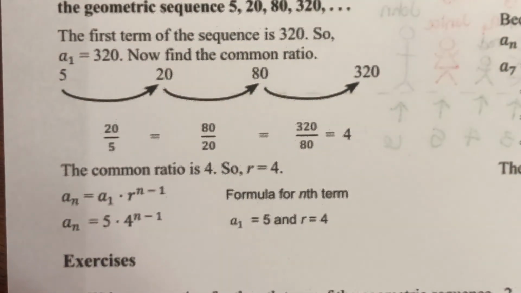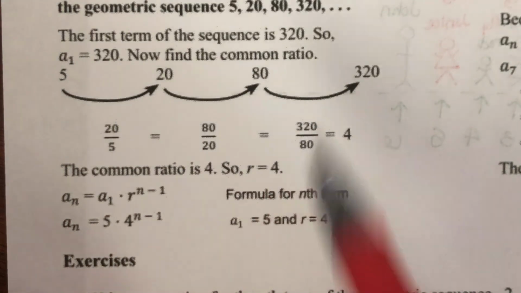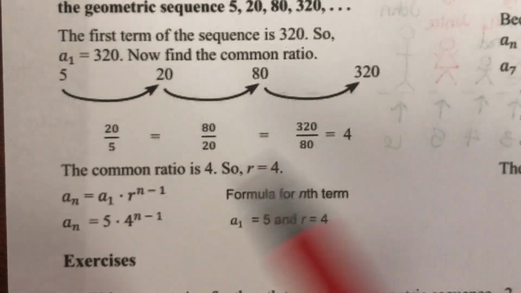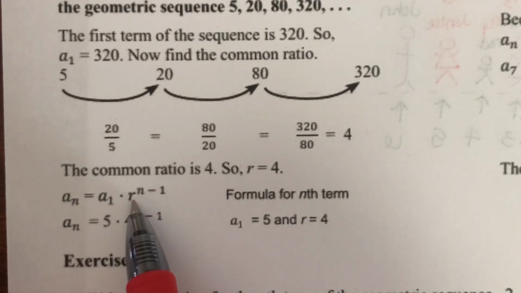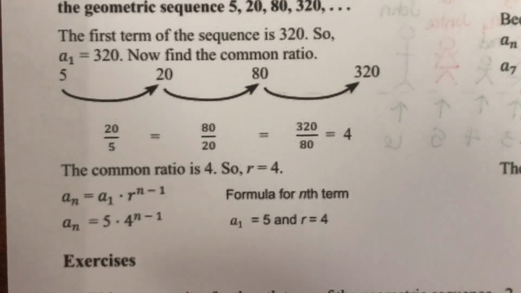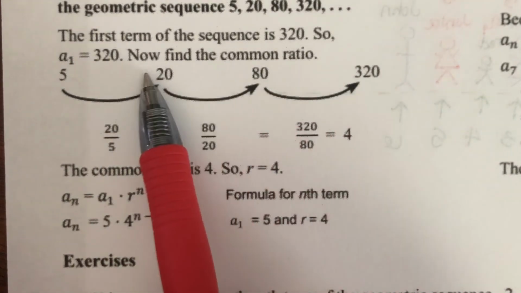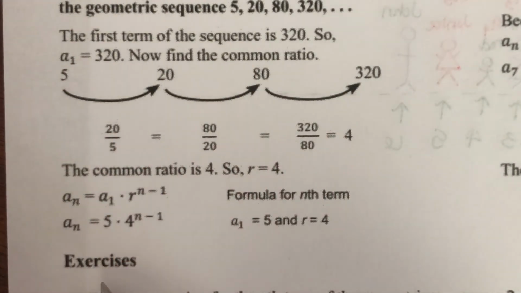Here we have a geometric sequence: 5, 20, 80, 320. So I'm going to use my little formula here: a sub n equals a1 times r to the n minus 1. And it asks me to find the common ratio. I did find the common ratio.